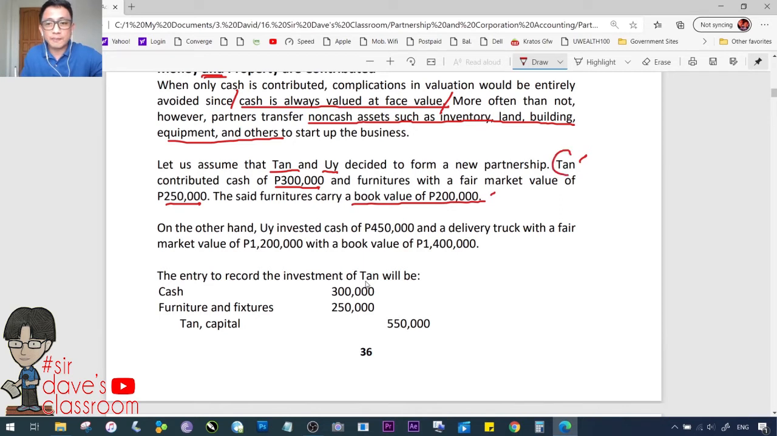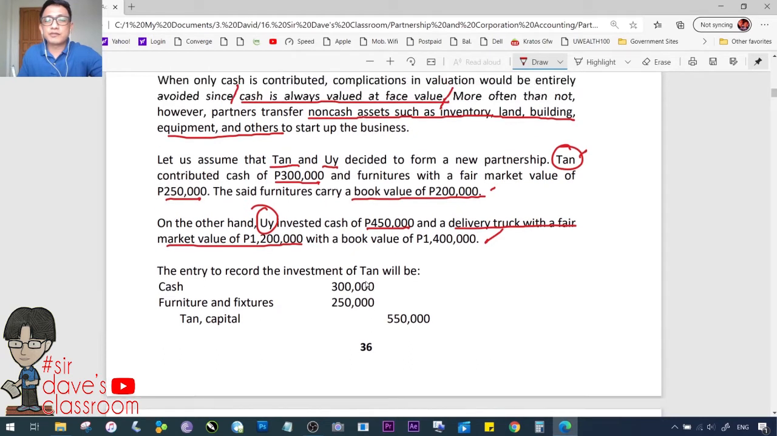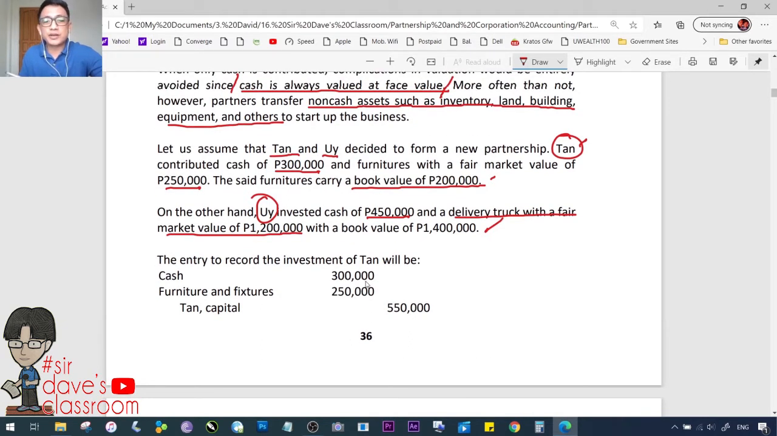Si Tan yun. Okay? On the other hand, Uy invested cash of 450,000, delivery truck with a fair market value of 1.2 million and a book value of 1,400,000. Okay? Remember that cash, as we have said, is recorded at face value, but your non-cash assets will be recorded at fair market value. Alright? Yung book values that are given here, 1,400,000 and 200,000, will only be recorded in the absence of any fair market value. Kasi i-assume mo in that case that the fair market value is equal to the book value. But if the fair market value is given, then it shall be the fair market value.